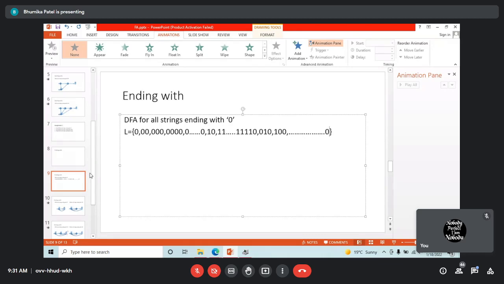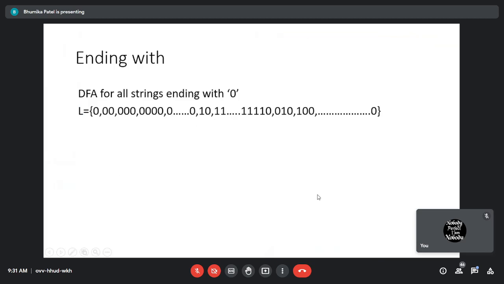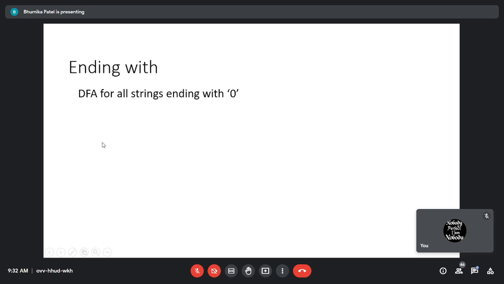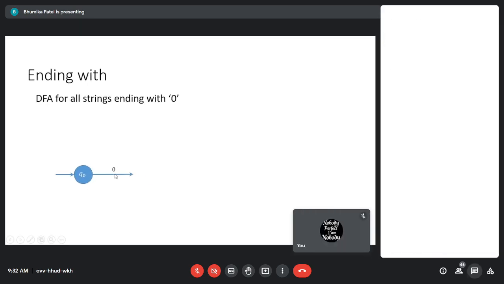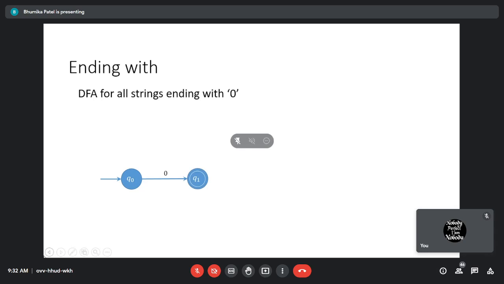Okay, let's see the DFA for the same. Minimum length of the string is 0. The first string is 0. So we are going to see the transition for that first particular string. We take the initial state Q0, see the transition for 0, and we will be in the final state.